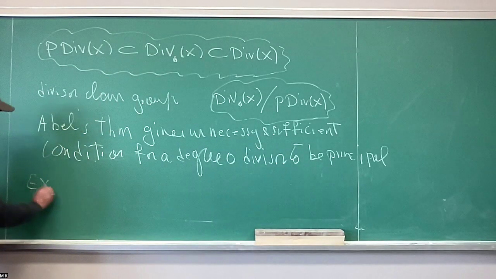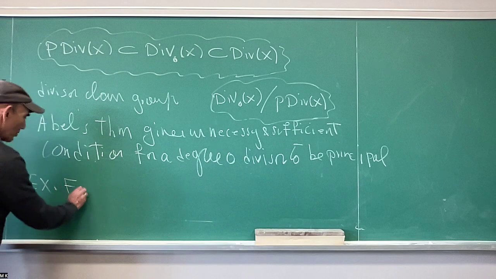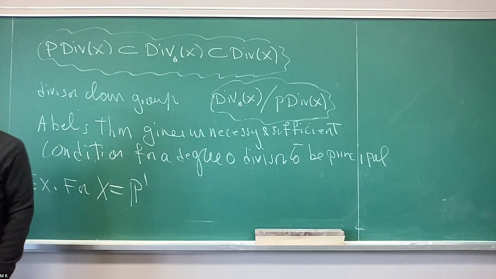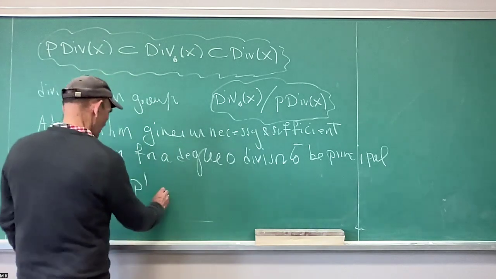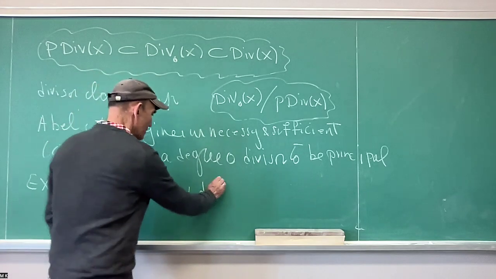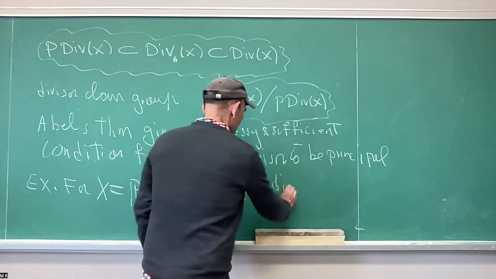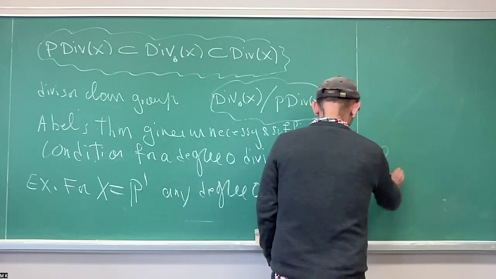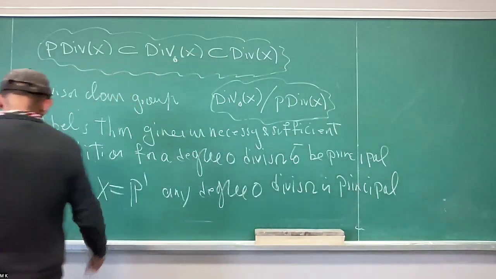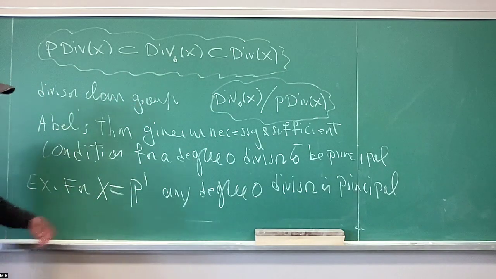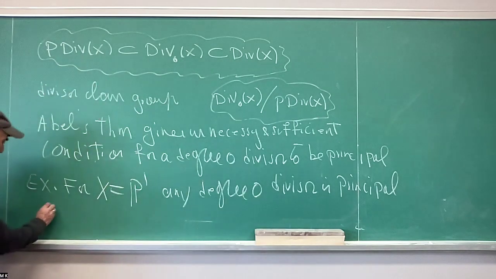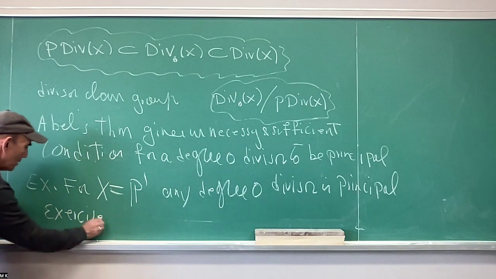So here's an example. In the case of X equal to P1, things are completely boring. Any divisor of degree 0 is actually principal. I can show that; that's not difficult. Just write down any degree 0 divisor, and then you construct the rational function. So I just give it as an exercise.